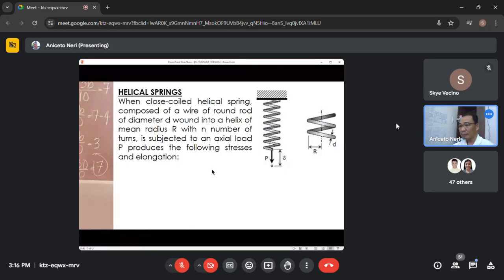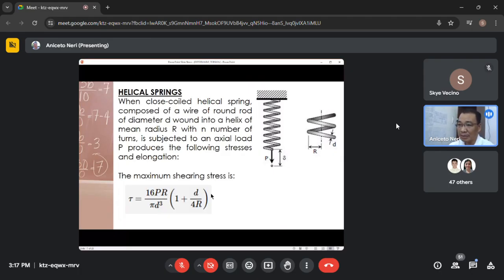So, helical spring. And since axial ang load ani, siyempre ang deformation sa spring is ma-elongate siya. Or kung compressive ang force, na shortening. Okay. So, elongation atong deformation, dili sa angle of twist. Okay, so ang stress ani is this one. Maximum shearing stress, 16PR over pi d cube times quantity 1 plus d over 4R.